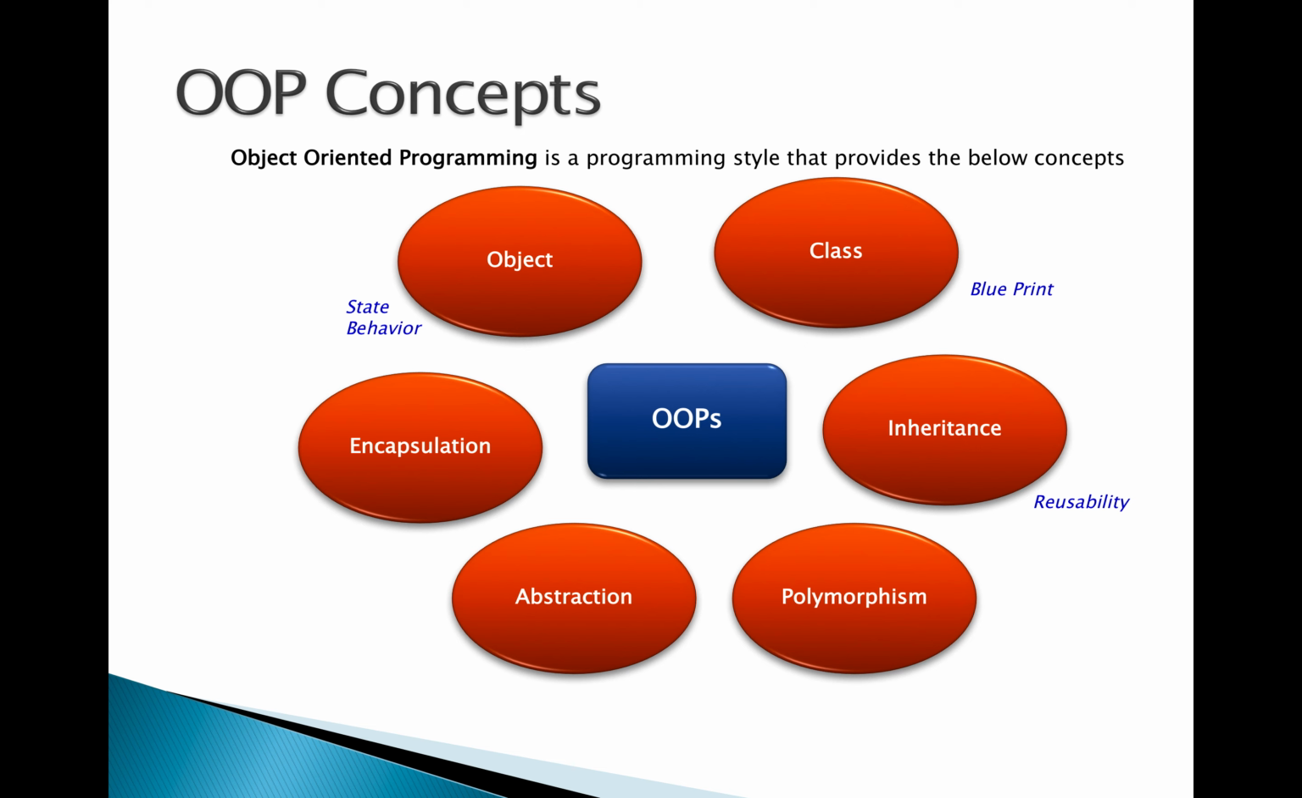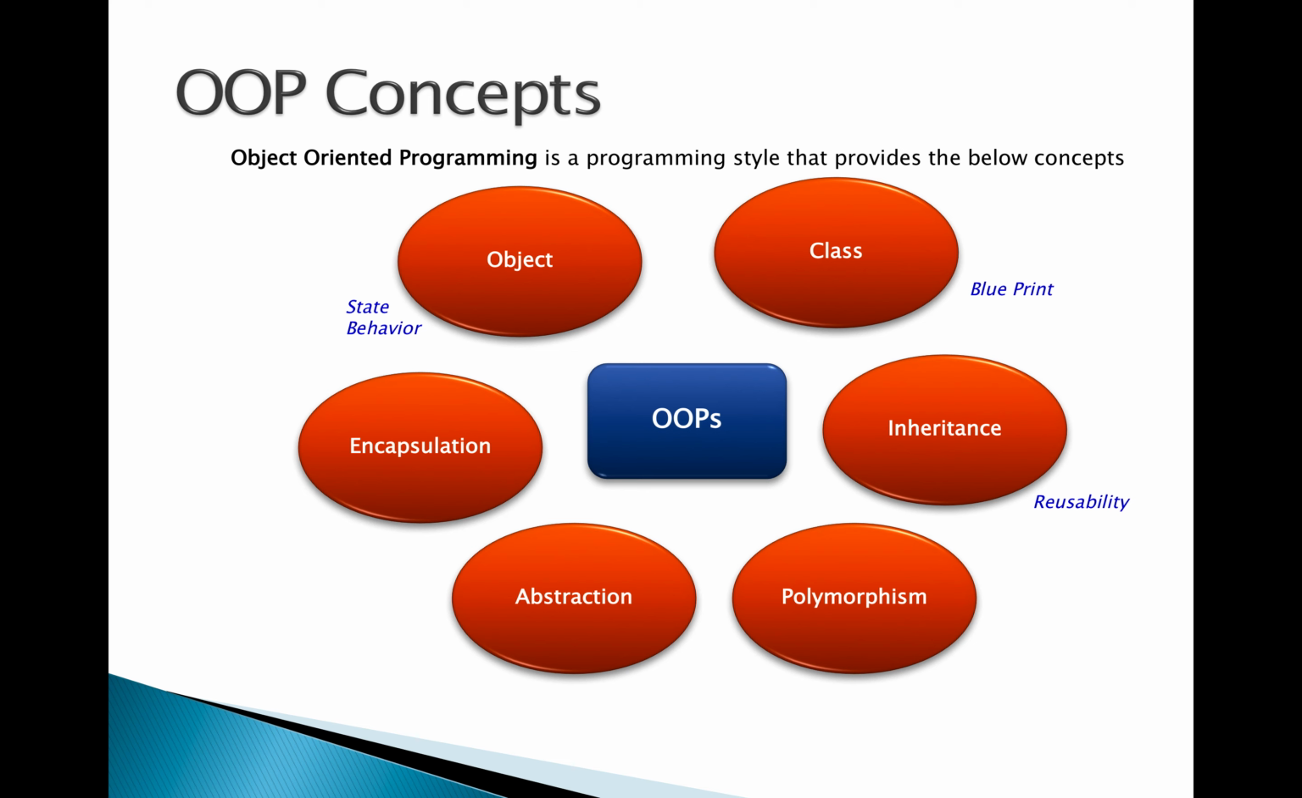Employees need not have it, but the manager should have that. That is an additional property he may get. So like that we can do inheritance using Java. In Java we support only single inheritance and multi-level inheritance. We don't support multiple inheritance.